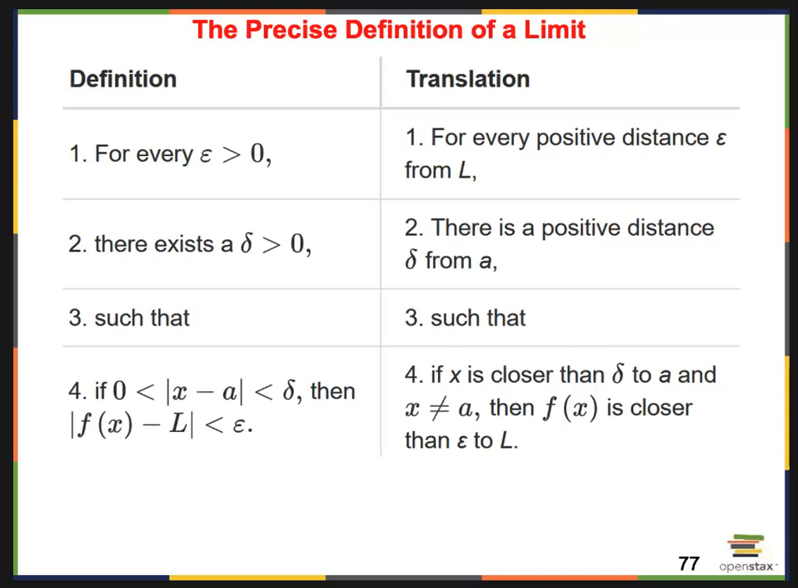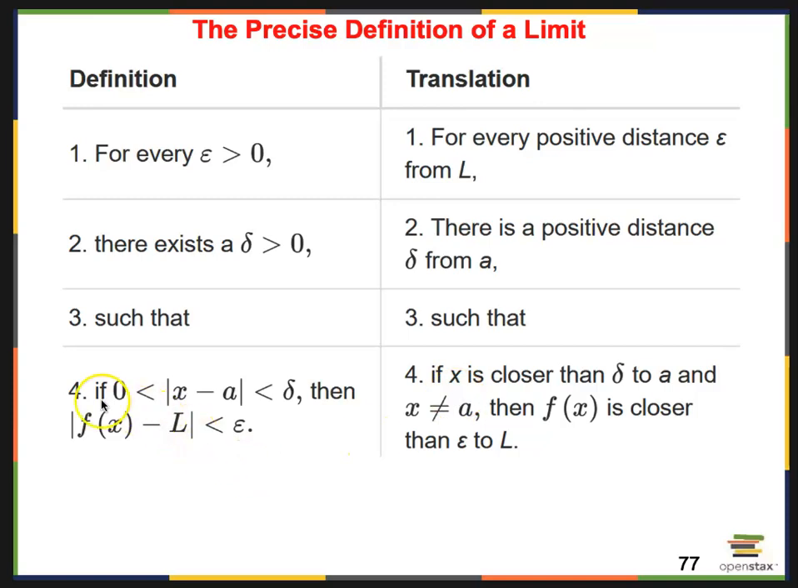Okay, so let's see if we can translate this to make it understandable. For every epsilon greater than 0, so for every positive distance epsilon from L, it's got to be positive, greater than 0. There exists a delta greater than 0. So that's, again, a positive distance of delta from a.